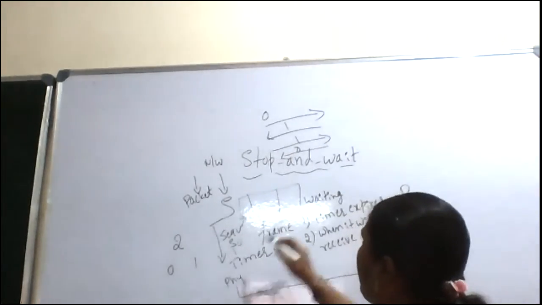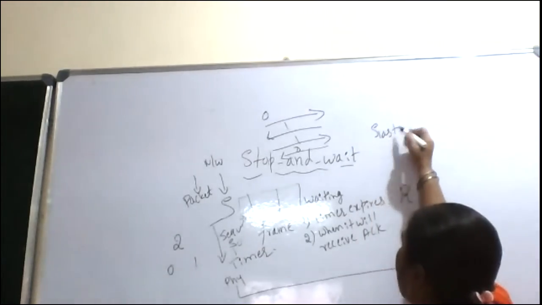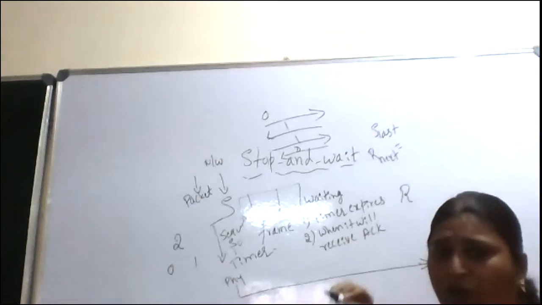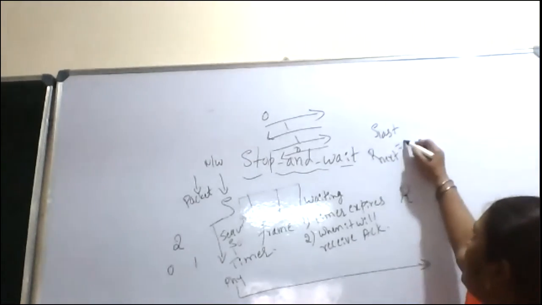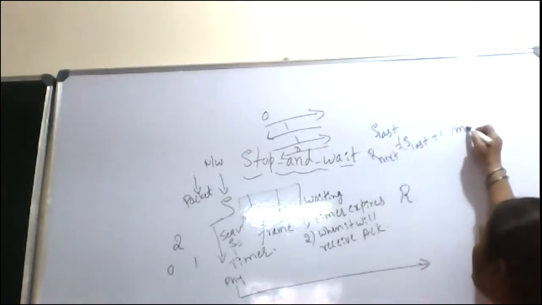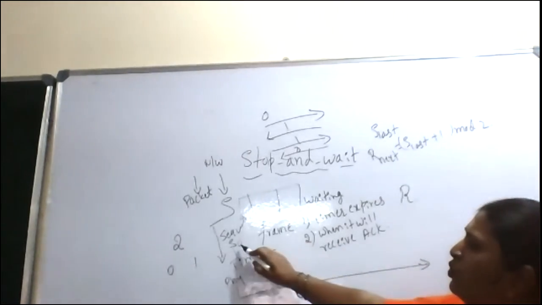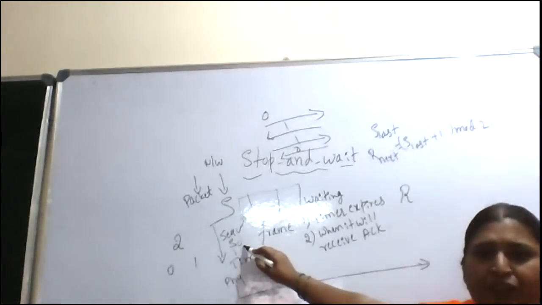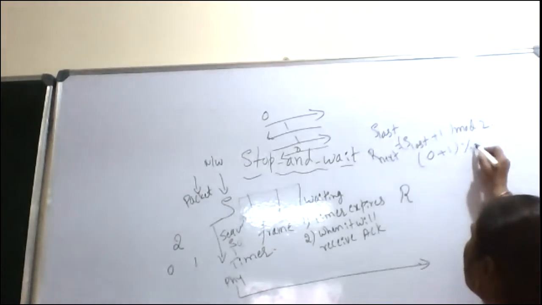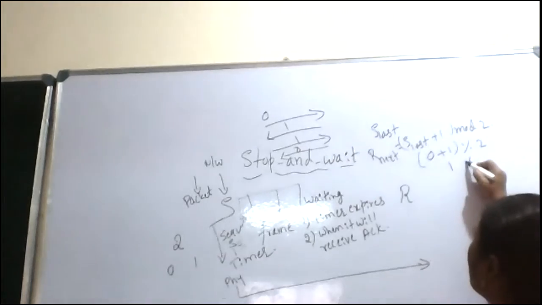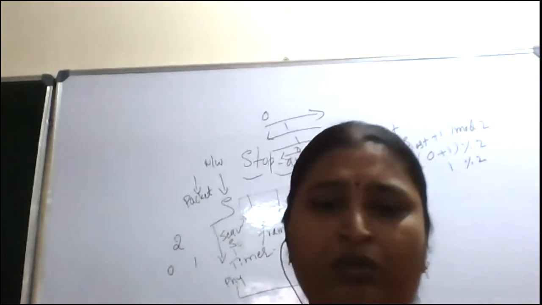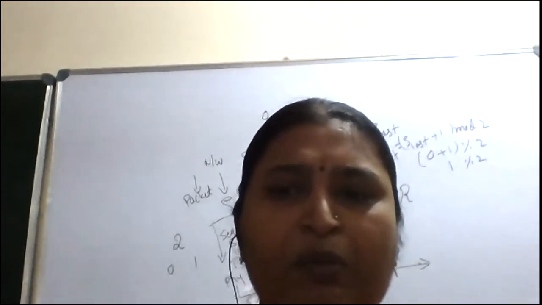Now, how do we calculate the correct sequence number that the receiver should expect? It is S last plus 1 mod 2. Okay, what is your S last? The last sent frame number is 0. 0 plus 1 mod 2. 0 plus 1 is 1. 1 mod 2. What will be the answer? What will be 1 mod 2?